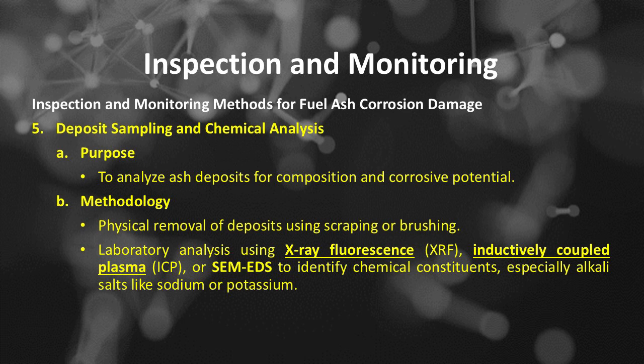Number 5 of inspection and monitoring methods for fuel ash corrosion damage is deposit sampling and chemical analysis. Number A. Purpose: to analyze ash deposits for composition and corrosive potential. Number B. Methodology: physical removal of deposits using scraping or brushing.